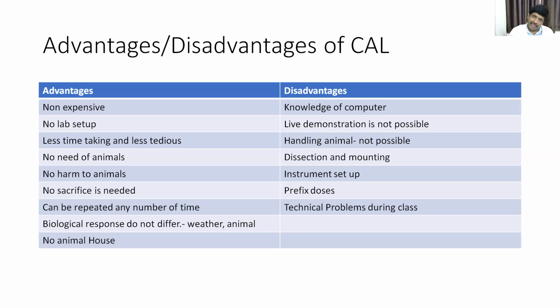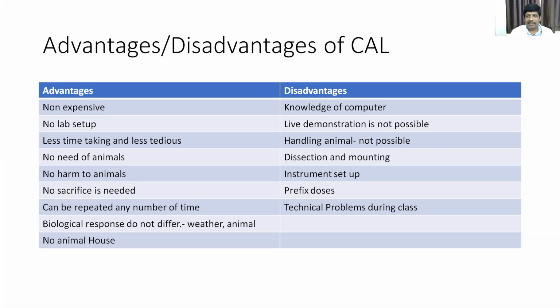Okay. But another advantage is that there is no difference, and there is no difference on the weather also. Usually you will see that if you do the same type of experiment in the hill station, you will not get the proper report. But if the software is there, you will get the result. You get the graph. No animal house is needed.